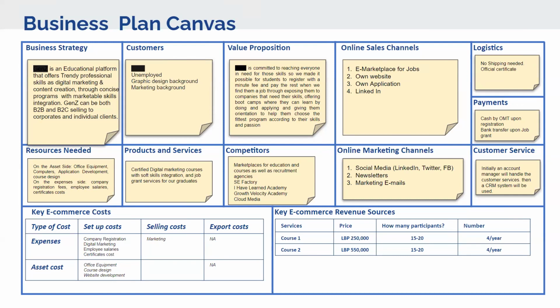The online marketing channels would be social media, and as I said, because it's a course, it's going to be through LinkedIn, Twitter, Facebook, newsletter marketing, emails. The customer service, so initially an account manager will handle the customer service, then a CRM system will be used. And then we talked about the costs and the revenue resources, etc. So that's it. If you see, for a service, it's very, very similar. It's the same structure, but it's a different content.